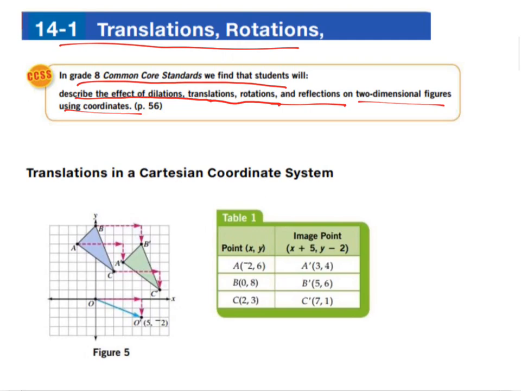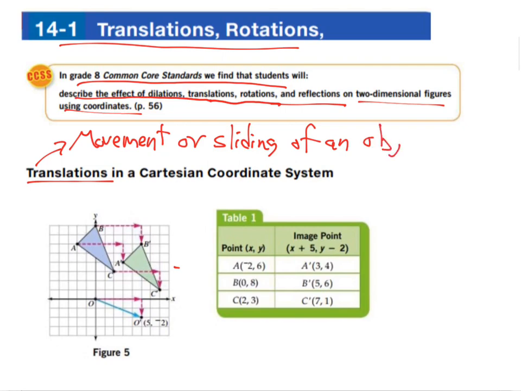Okay, so first thing is a translation. What is a translation? It's basically a movement or a sliding of an object. So when we talk about a translation, it's moving an object or sliding an object. So in this example, we're taking this triangle right here, triangle ABC, and we're sliding it. How far? It looks like 1, 2, 3, 4, 5 to the right. By the way, when we count the movements, we count the jumps.